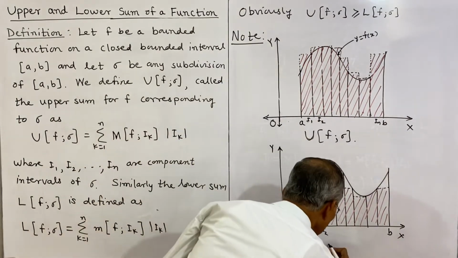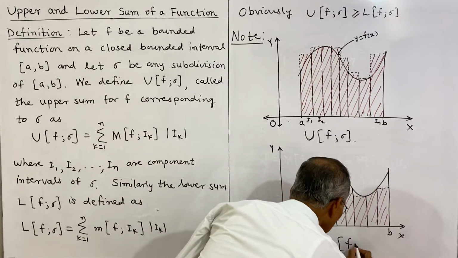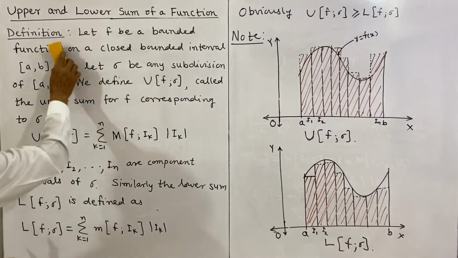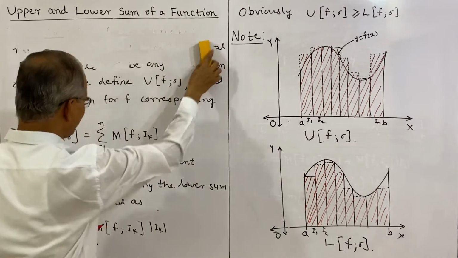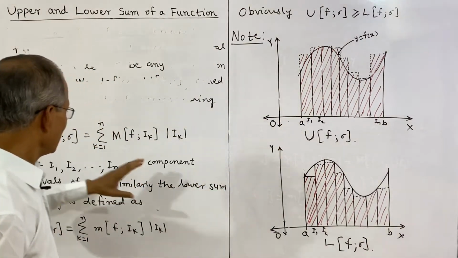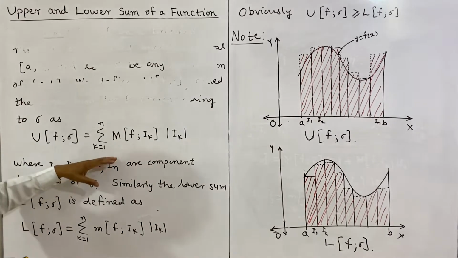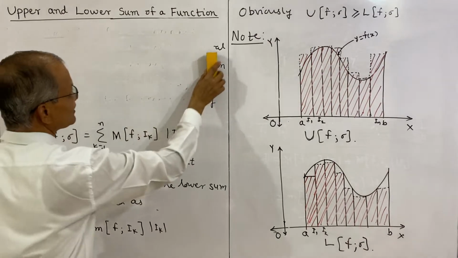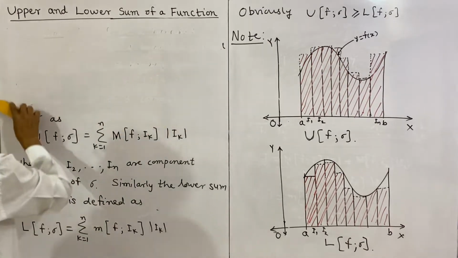This represents the lower sum. So geometrically, this is the meaning of lower sum and upper sum. We have to understand the geometrical meaning of this summation. If the interval is divided into components I1, I2, etc., then the upper sum.